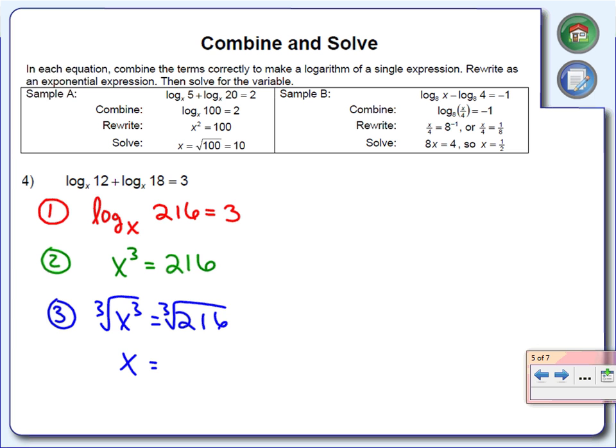So your calculator does do that. Anybody remember where to find cube root? In the math menu. All right, so go to math and let's find the cube root of 216. What is it? 6. Therefore, our solution to number 3 here is 6. 6 to the 3rd power is what's going to give us 216.